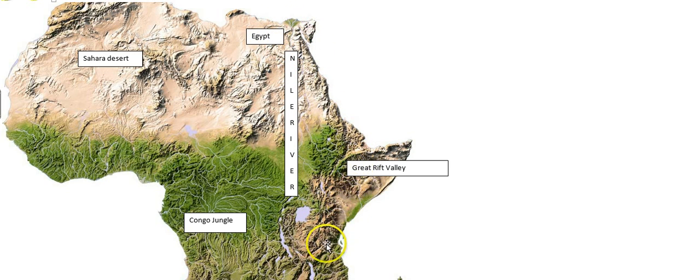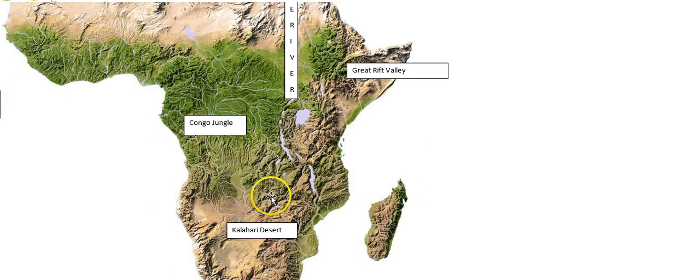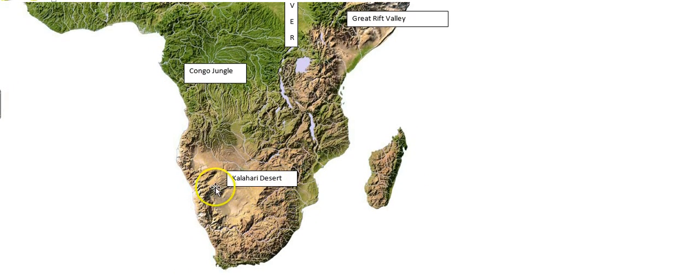The Great Rift Valley is this large mountain range that you see here. It's actually nearby the spot, which we're going to talk about shortly, in which the first human remains were found, and the Great Rift Valley. And then also the Congo jungle. As we move further south, we see the Kalahari Desert.